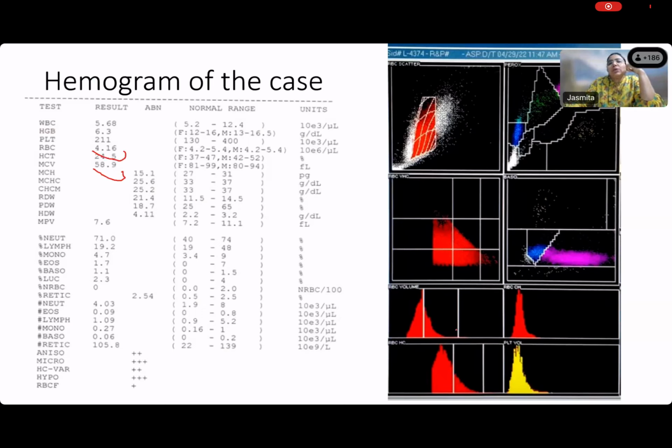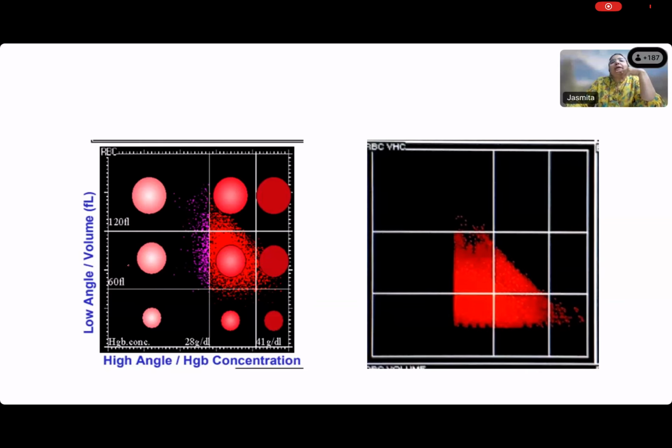And this is the RBC histogram, the volume histogram, and you'll be shown multiple different counters in the subsequent lectures. However, what I need to show you here is that based on the volume and the hemoglobin concentration, it is divided into these 9 quadrants. So your patient lies here, which means that the cells are microcytic and hypochromic.